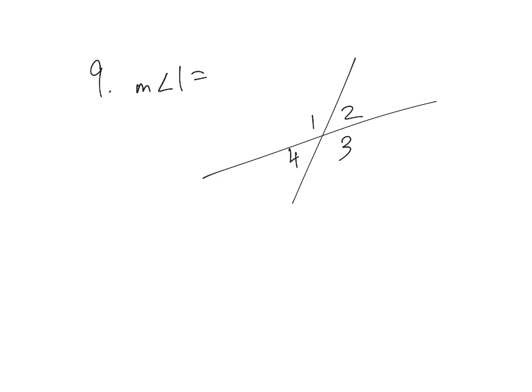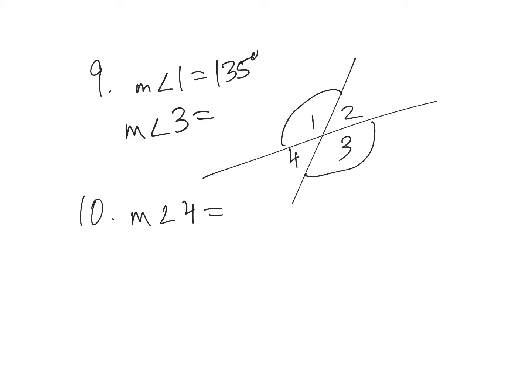How about another one? Let's just draw a generic 1, 2, 3, 4. The measure of angle 1 is 135 degrees. What's the measure of angle 3? And number 10, what's the measure of angle 4? So angle 1 is a vertical angle with angle 3. So vertical angles are exactly the same.